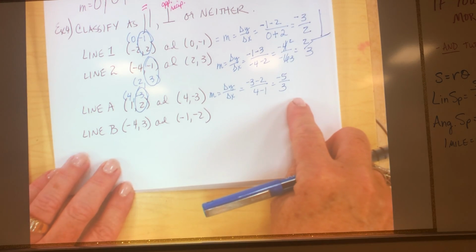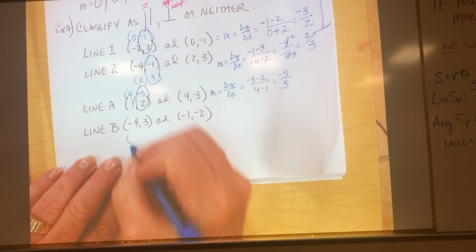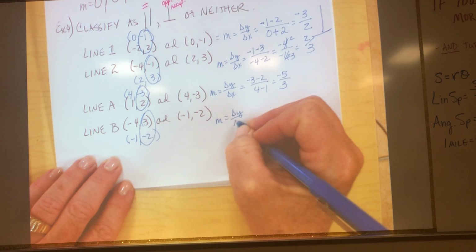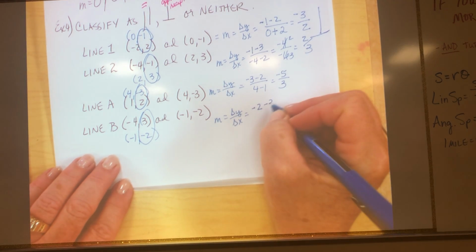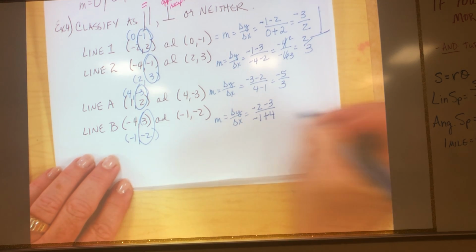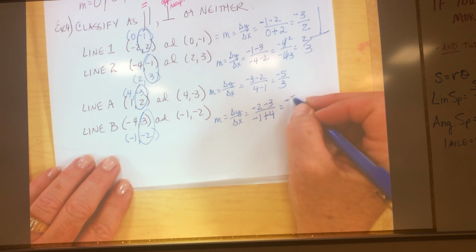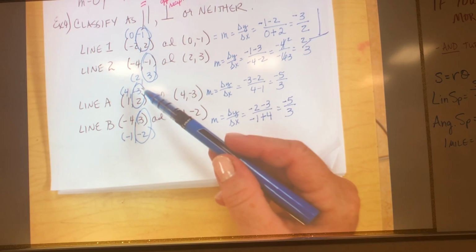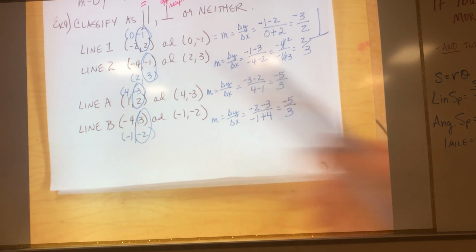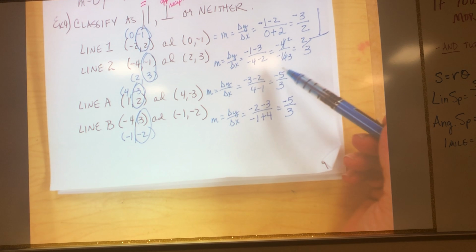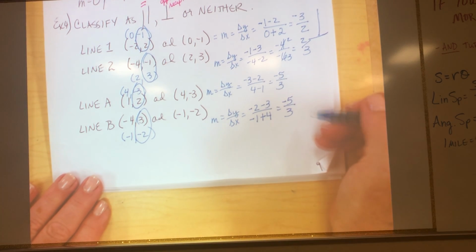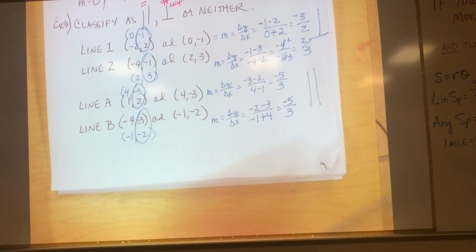Is that what you got for the first one, -5/3? Yes? Got the same thing for the second one. The only thing that would be different, if instead of saying -3 -2 you said 2 -(-3), which becomes a plus, yours would be the opposite sign. You would have a +5 and -3, and down here you would have a +5 and -3, if you flipped yours around. If both their slopes are the same, what are my lines? Parallel. Very good. Does anybody have a question?